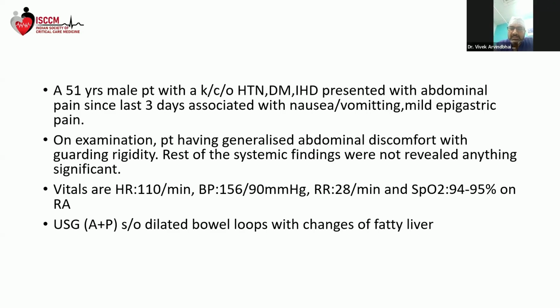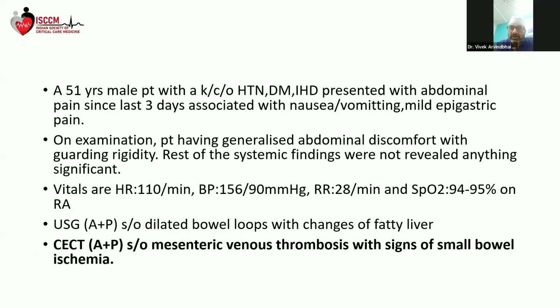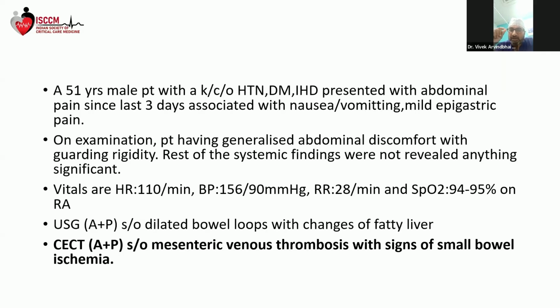There is some technical issue, so I have shared my slide with Chirag at the back end. So now, CECT abdomen pelvis is suggestive of mesenteric venous thrombosis with signs of small bowel ischemia. So the moment you see this line, you have so many things in your mind, and it's quite alarming, right?